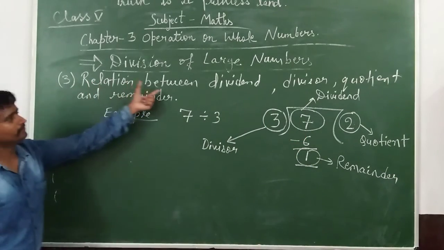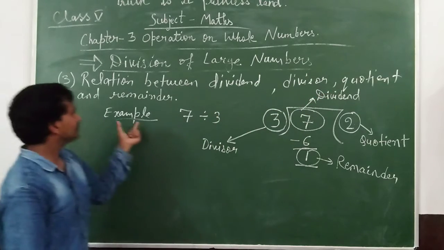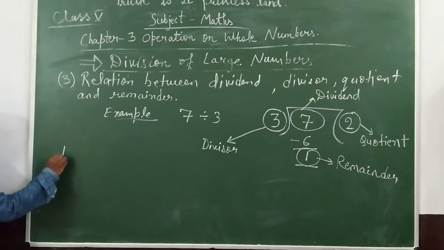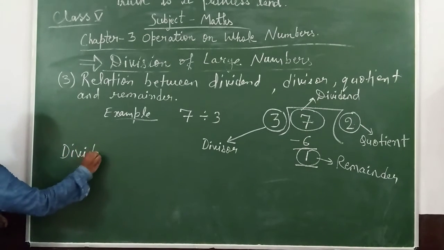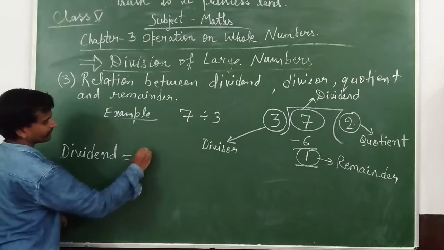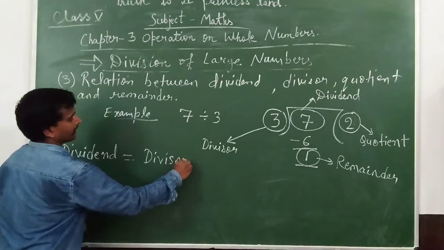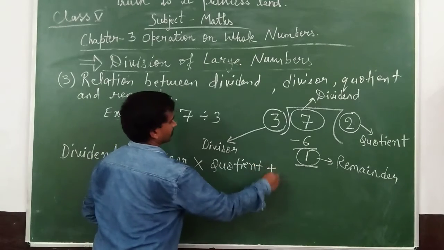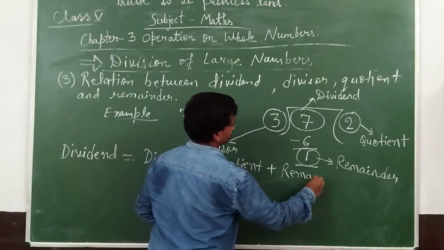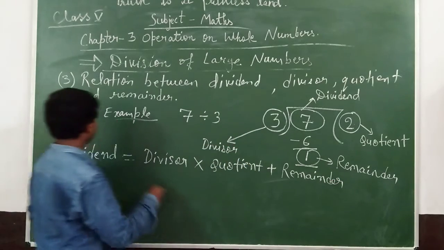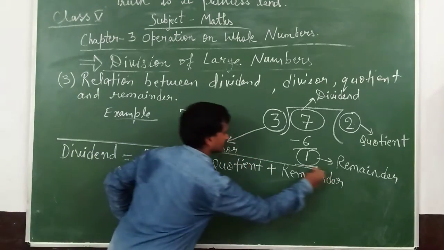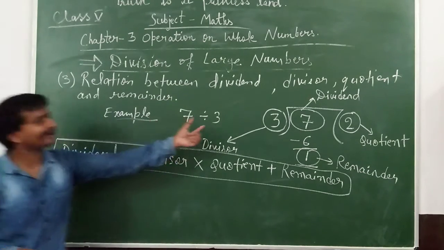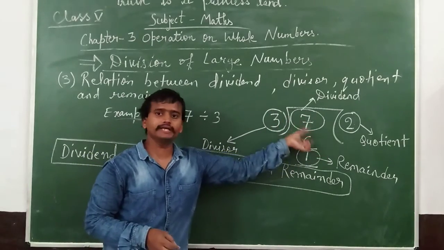Now, what is the relation between dividend, divisor, quotient and remainder? The relation is: dividend equals divisor multiplied by quotient plus remainder. By this, we can also check our division, whether it is correct or incorrect.